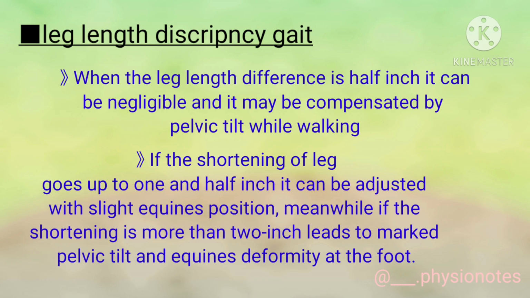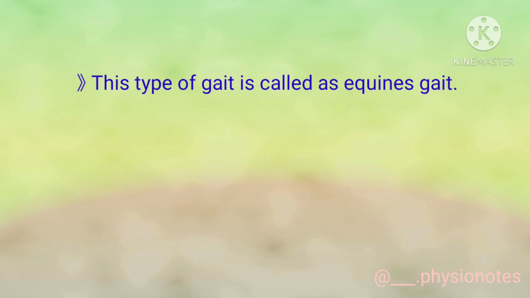The fourth abnormal gait type is leg length discrepancy. When the leg length difference is half an inch, it is negligible and may be compensated by pelvic tilt while walking. If the shortening of the leg goes up to 1.5 inches, it can be adjusted with a slight equinus position. If the shortening is more than 2 inches, it leads to marked pelvic tilt and equinus deformity at the foot. This type of gait is called equinus gait.